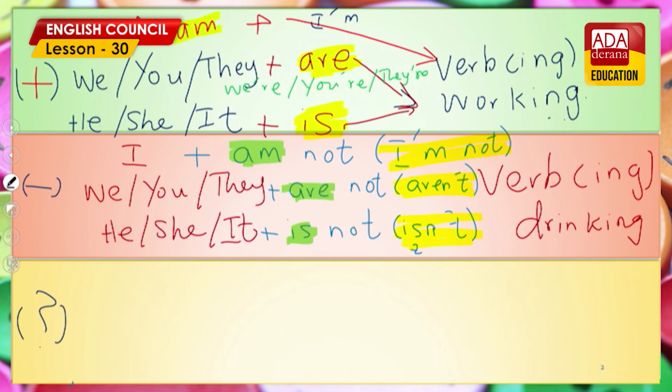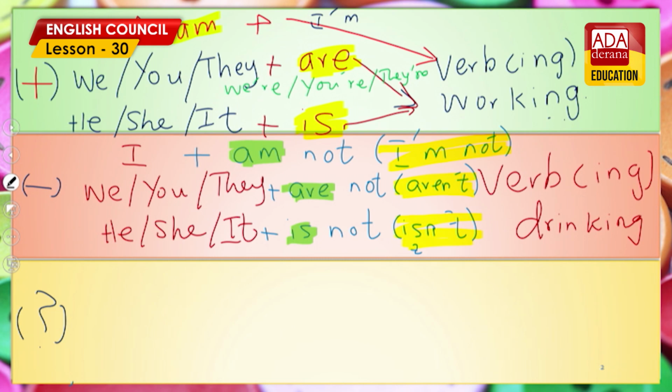Verb sit. I'm not sitting. We aren't sitting. You aren't sitting. They aren't sitting. He isn't sitting. She isn't sitting. It isn't sitting. Stand. I'm not standing.